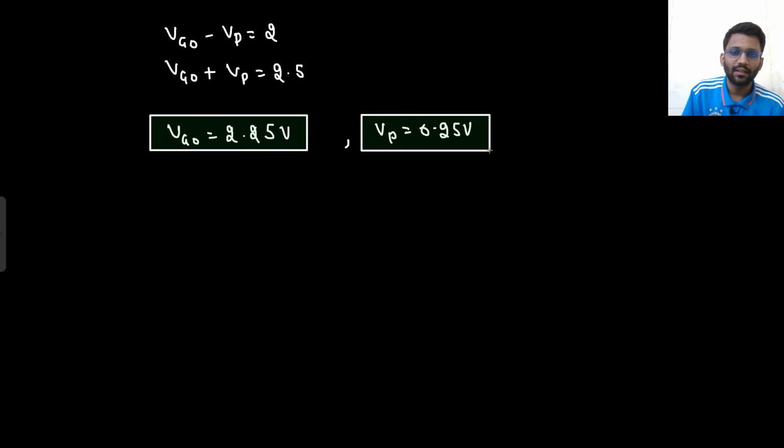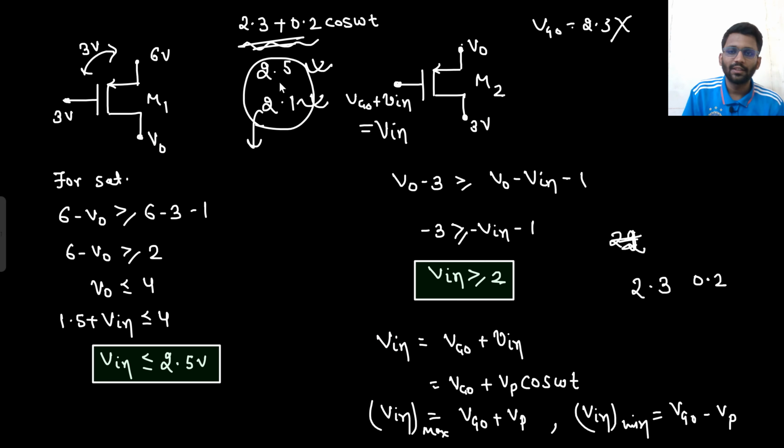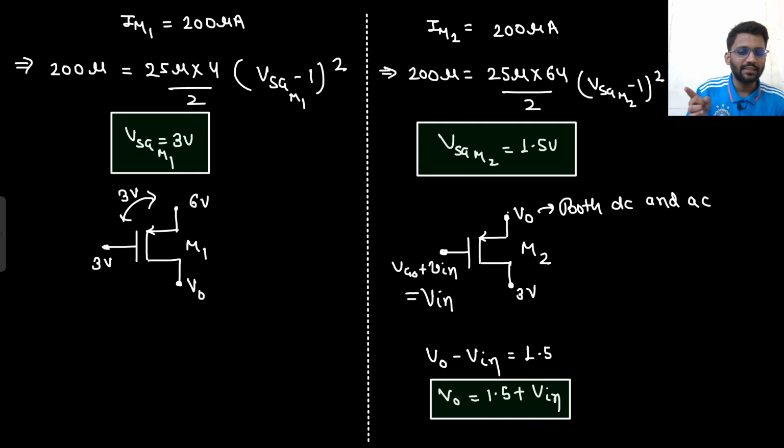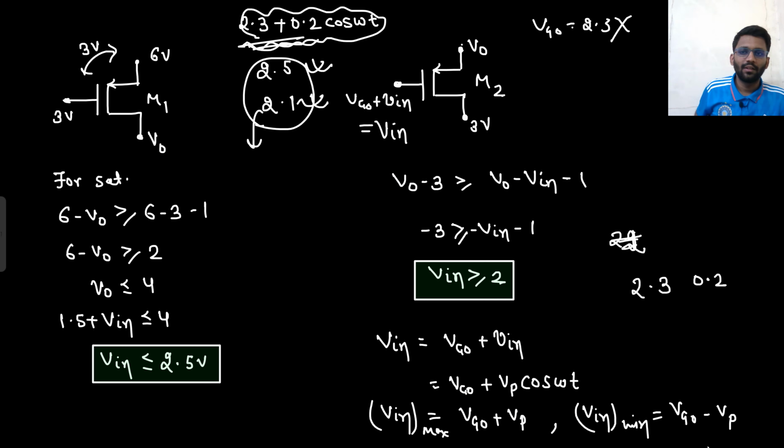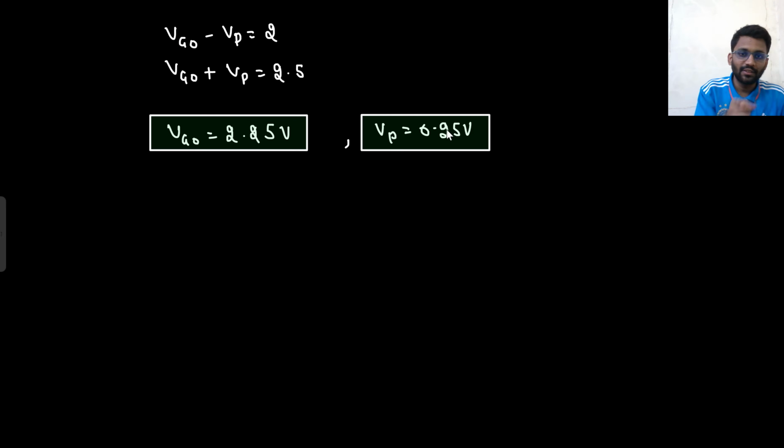But I am asking you one simple question: why is 2.3 plus 0.2 cos omega naught t wrong? Because in the question it is given that you have to put Vg naught such that your Vp should be maximum. Are you getting this point? Here your Vp value is 0.2, but there is an option that you can put more Vp. The maximum value Vp can get is 0.25, and if Vp is 0.25, your Vg naught has to be 2.25 volt. Did you understand this point or not?